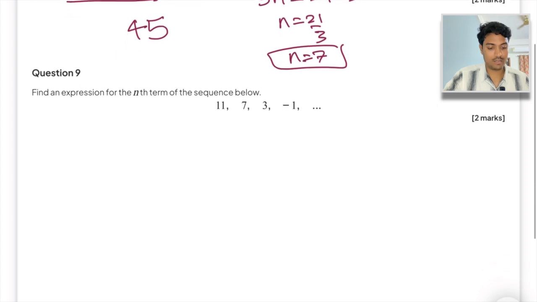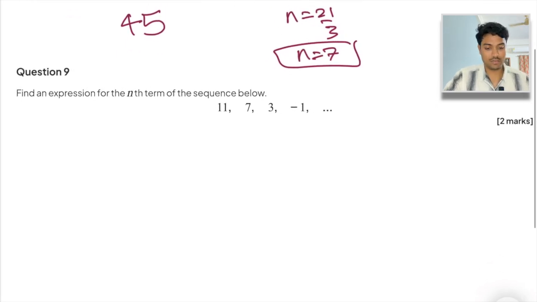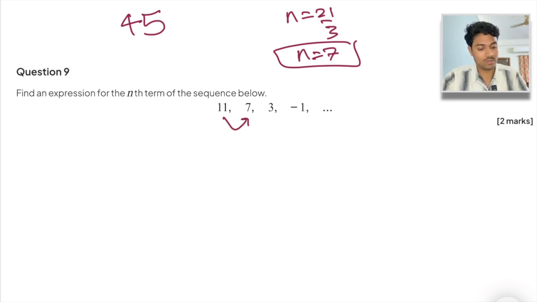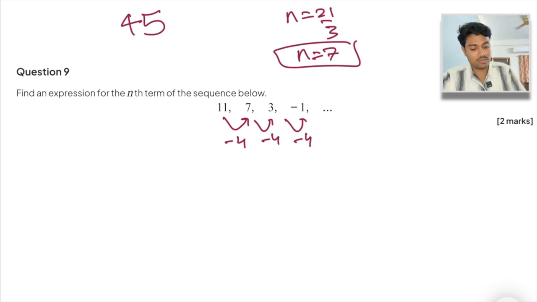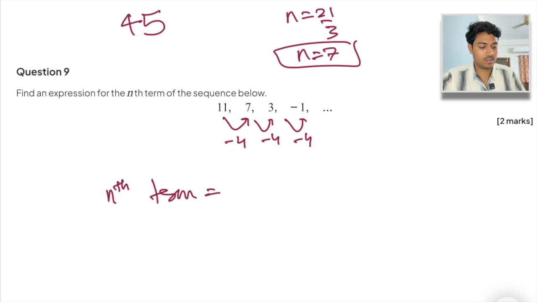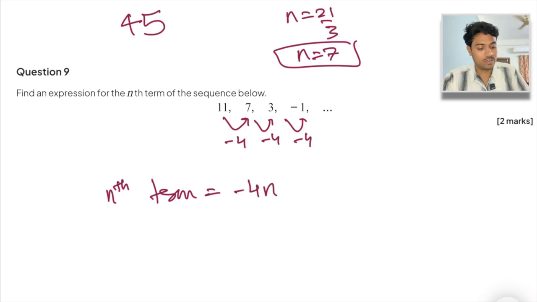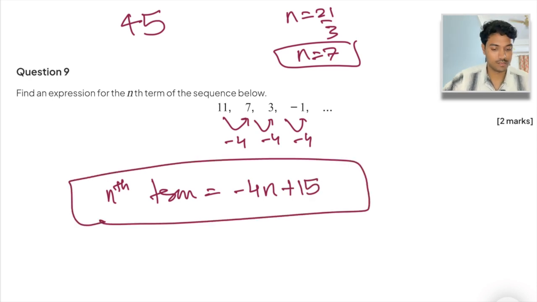Question number 9, and this is the last question. It says find an expression for the nth term of the sequence below. So 11 to 7, it is decreasing by 4, by negative 4, negative 4. So the nth term is going to be negative 4n plus a number that will give you 11. So definitely 15. So that's the answer.